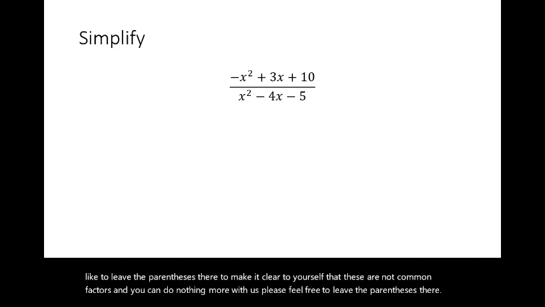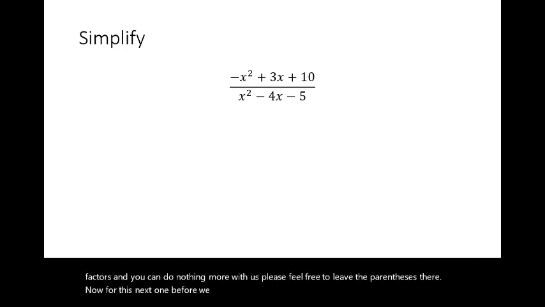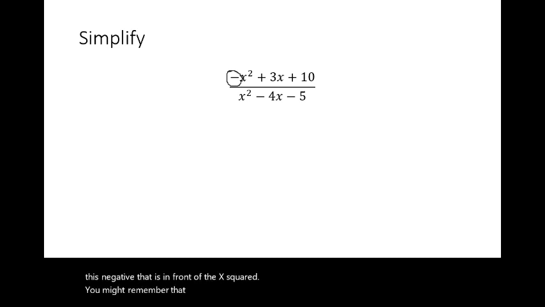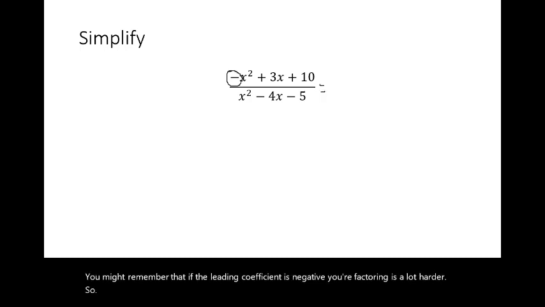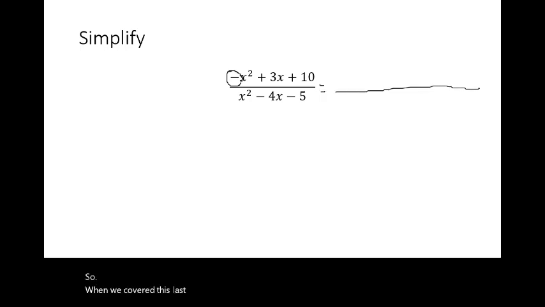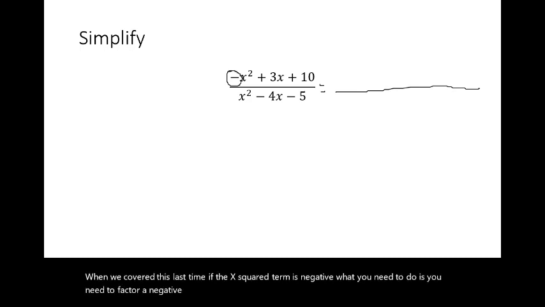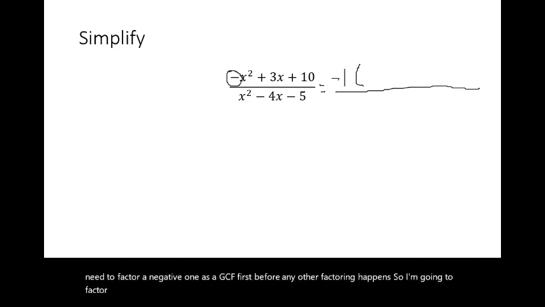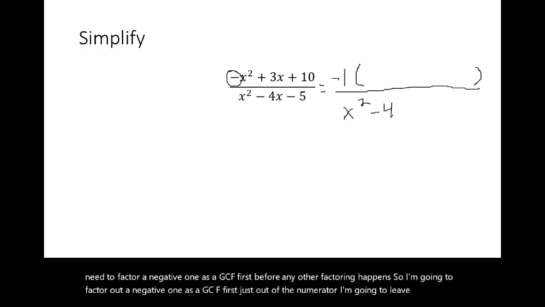Now, for this next one, before we really dive too deep into the factoring, I do want to point out this negative that is in front of the x squared. You might remember that if the leading coefficient is negative, your factoring is a lot harder. So when we covered this last time, if the x squared term is negative, what you need to do is factor a negative 1 as a GCF first before any other factoring happens. So I'm going to factor out a negative 1 as a GCF first, just out of the numerator. I'm going to leave the denominator alone. I will get to that in a moment.